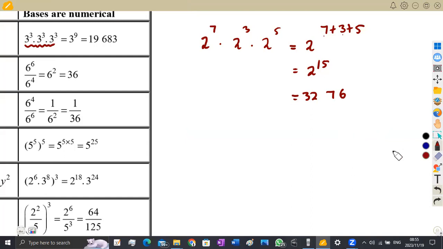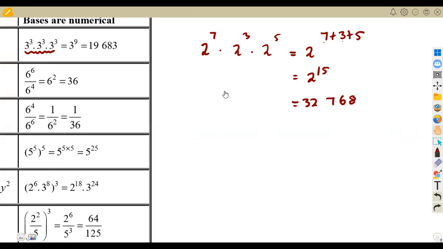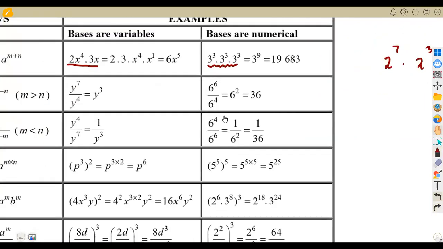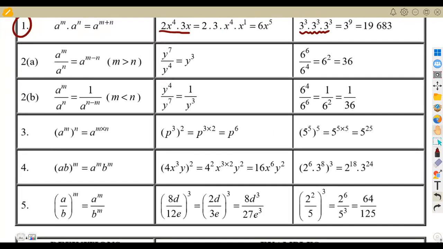So that is how we can have this at the end. Instead of multiplying 2 times 2 times 2, you can just use a calculator when it is like that. All right, so that is how we're going to have a situation of multiplication. So it is the same thing that you're going to have if you are dividing now.